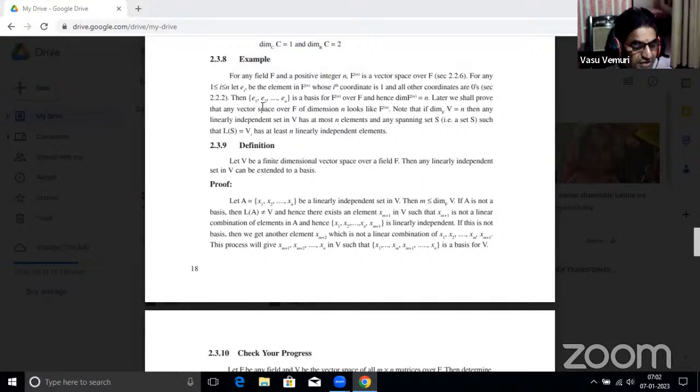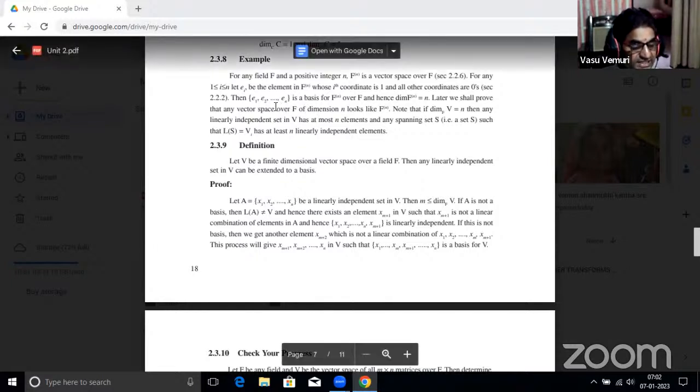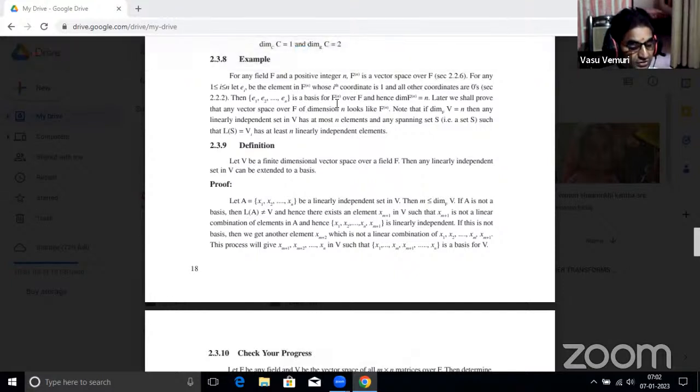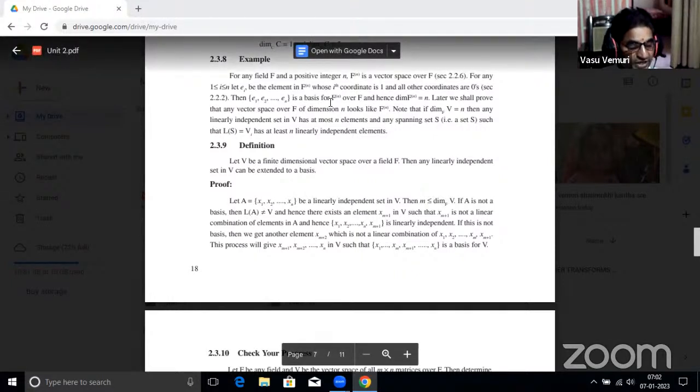That is the even part. E2 means the second coordinate is 1, and the remaining elements are 0: 0, 1, 0, 0, and so on. So what is En? 0, 0, 0, and so on, 1. These standard basis elements are always a basis set. The set of E1, E2, and so on, En is a basis set for n-tuples of the field elements.